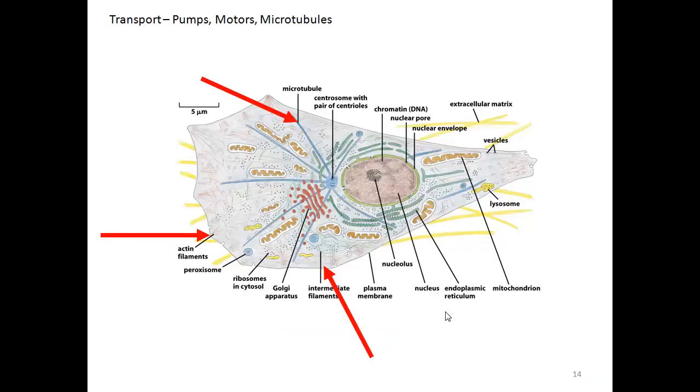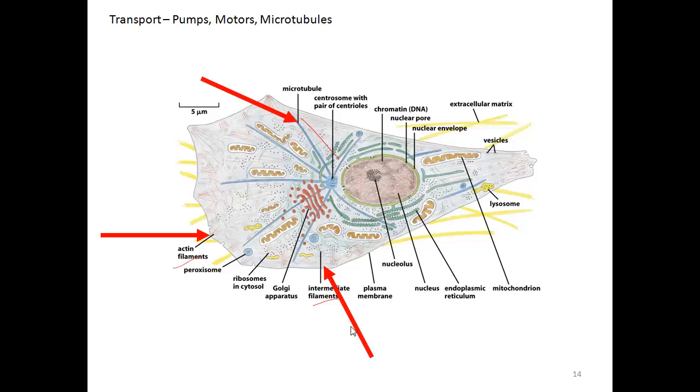Cells need a transport and structural scaffolding system. There are three parts highlighted here: microtubules and actin, which are involved in both transport and structure, and then intermediate filaments, which are less involved with transport but are primarily a structural component.